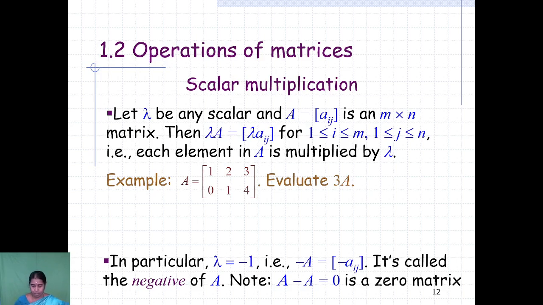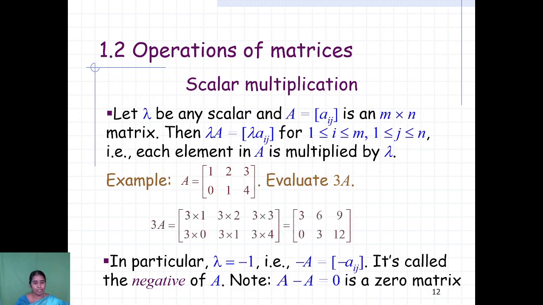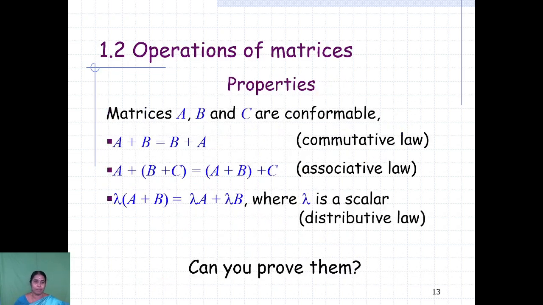Thus we get the answer of 3A as 3, 6, 9, 0, 3 and 12. In particular, if our lambda is equal to minus 1, then minus A is minus Aij. It means we are multiplying minus 1 to each and every element of the matrix A. It is called the negative of A. We know that A minus A, the given matrix minus the same matrix, is a zero matrix.